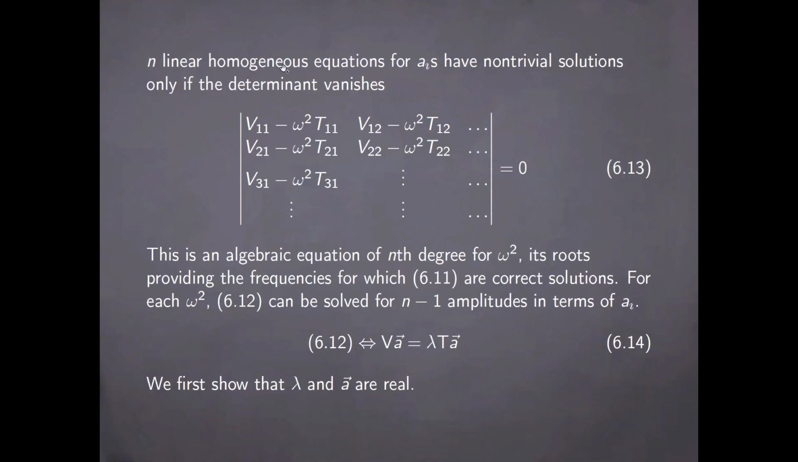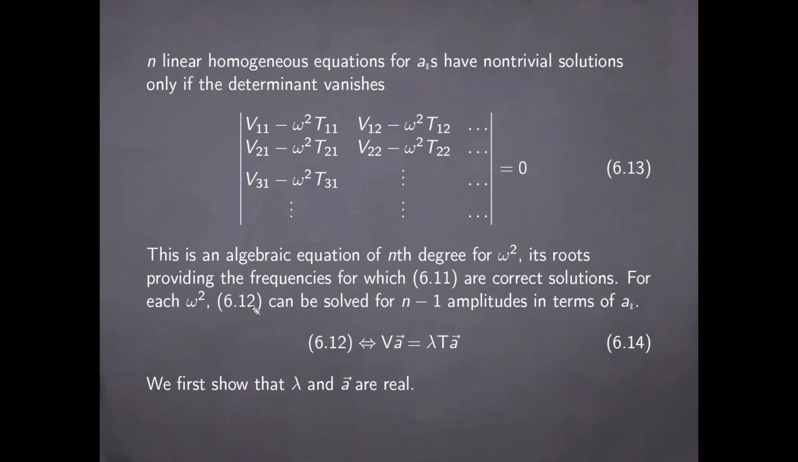So these are n linear homogeneous equations for the complex amplitudes, and they will have non-trivial solutions only if the corresponding determinant vanishes. I've written it in an expanded form here. So what this symbolizes is an algebraic equation of degree f for the squared frequencies, and the roots of the corresponding equation provide the frequencies for which the set of functions 6.11 are correct solutions for the equations of motion 6.8.